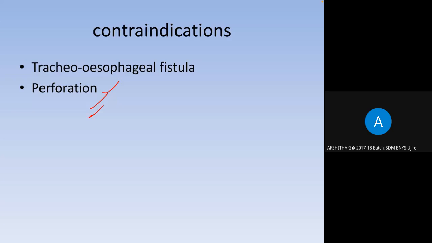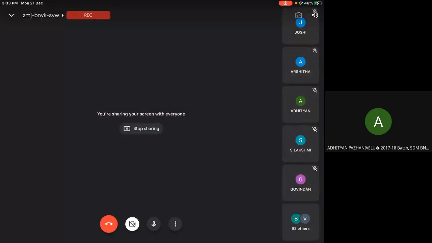Another thing is tracheoesophageal fistula. What is a fistula? Combining two things. Two viscera, or two hollow cavities, is known as a fistula. What is a sinus?